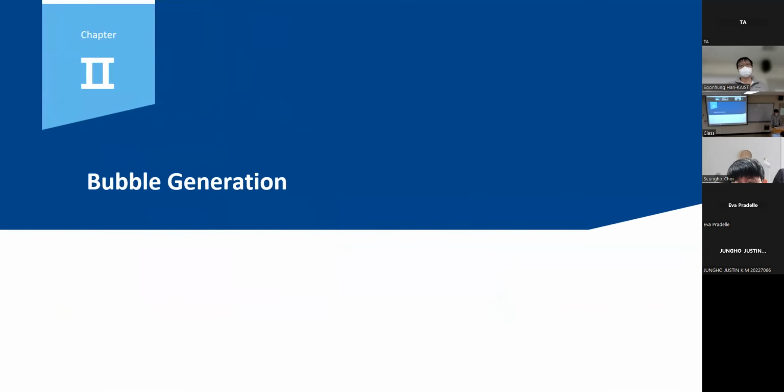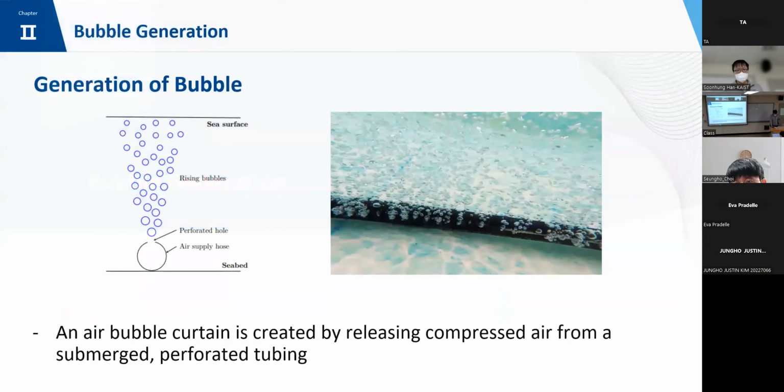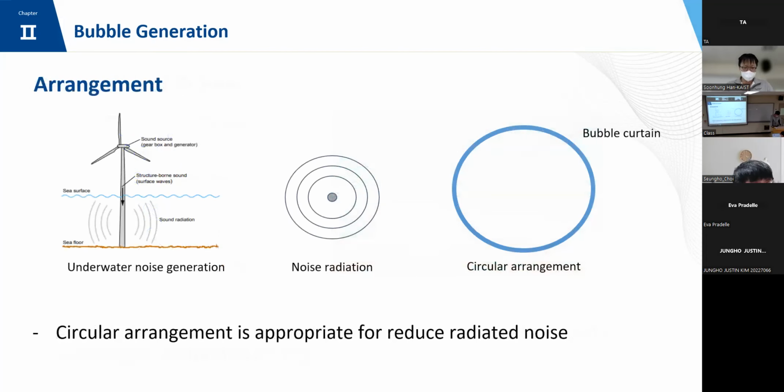Now I introduce the bubble generation. An air bubble curtain is created by releasing compressed air from a submerged perforated tubing. If you have seen one in an aquarium, you will know that an air bubble curtain is created by releasing compressed air from a submerged tubing. The arrangement of bubble generation and the air bubble curtain is like this.